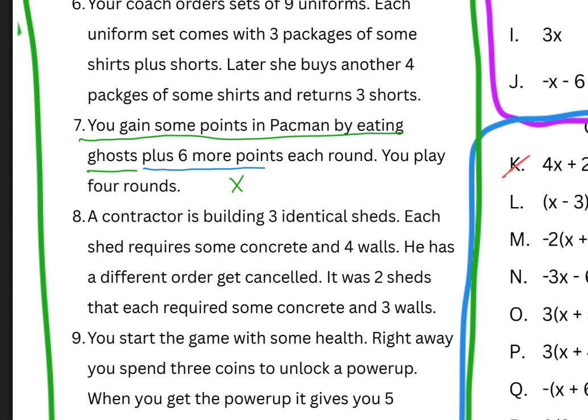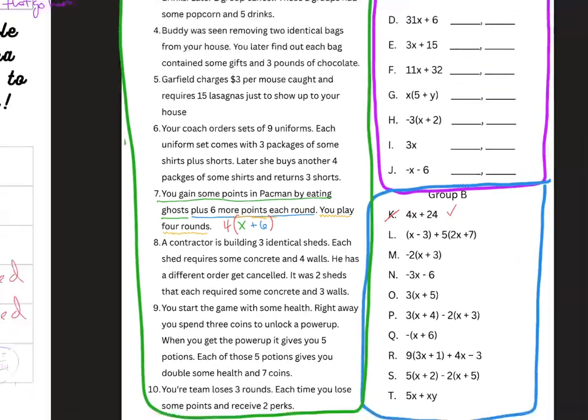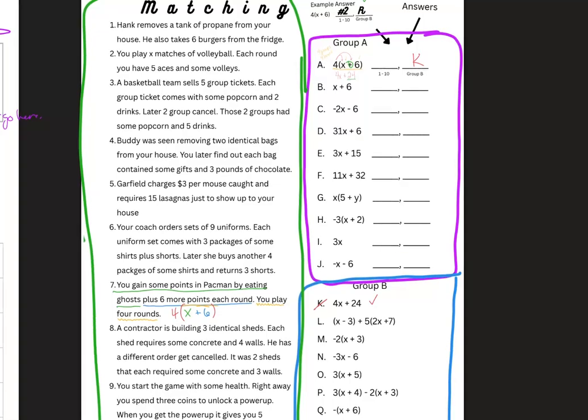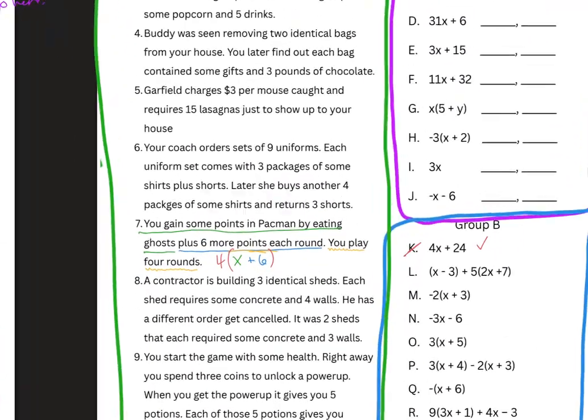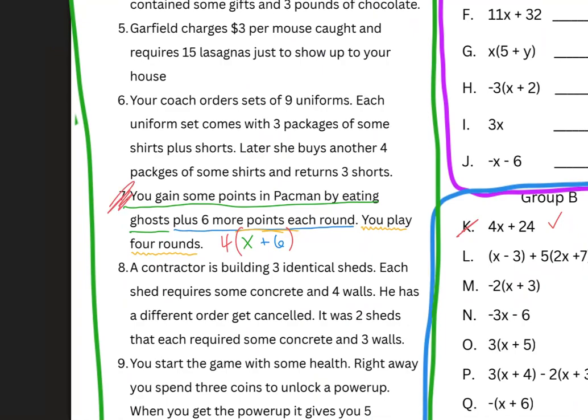Plus 6 more points each round. Okay. The last thing we need to focus on is you play 4 rounds. This scenario is going to happen 4 times, right? So really we can do this times 4. And that's exactly what we have, 4x plus 6. So check it out. 7 goes right there. And we are done with 7.